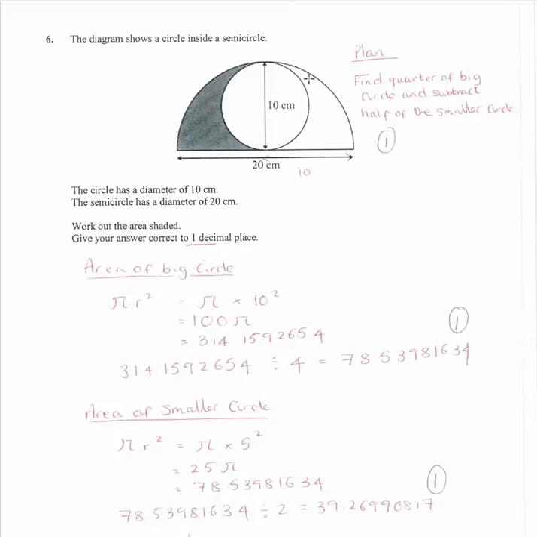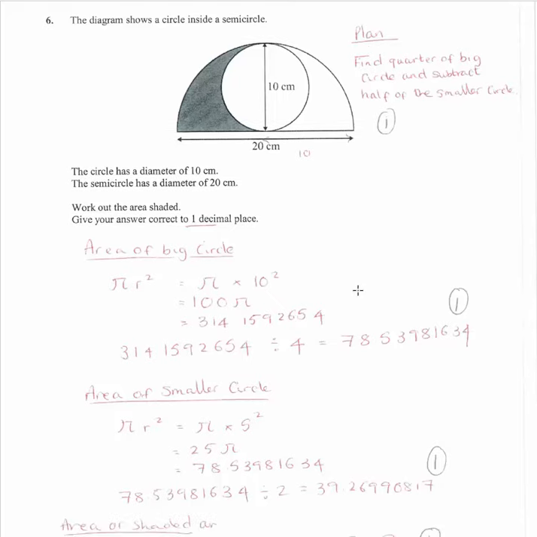Well, this area here and here is what you get when you have half a circle and you take away a small circle. Or you could look at this bit and say this is a quarter of a large circle, take away half of a small circle, and just look at this part. Okay, so you need a plan, and that's what it says here. Find a quarter of the big circle and subtract half of the small circle.